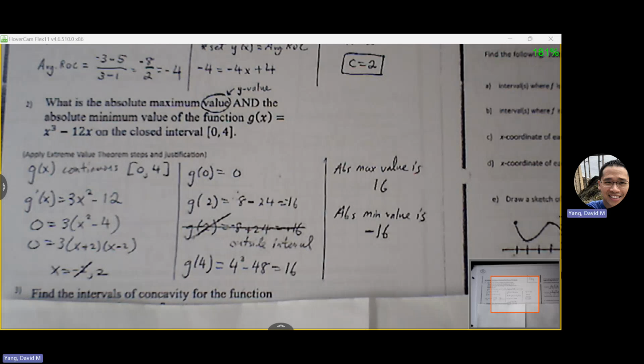Okay, so in this case, it looks like the only critical point that we have is +2, because -2 is not inside the interval. So there are only 3 points to test. We'll find the y value at 0, at 2, and at 4, and we're only going to specify the y values. Absolute max is the highest y value, absolute minimum is the lowest y value. Don't give me the x value, don't give me an ordered pair, just give me the y value.